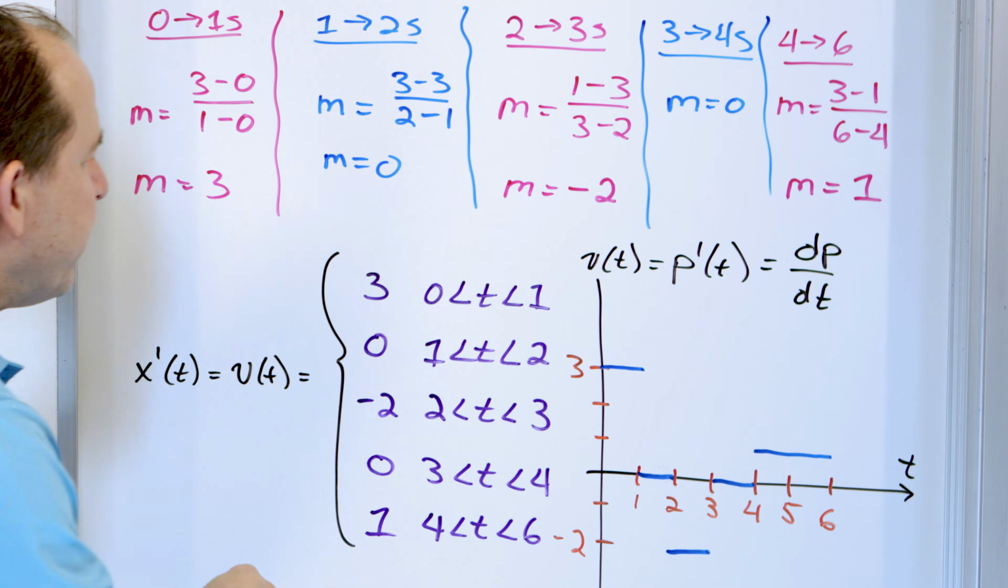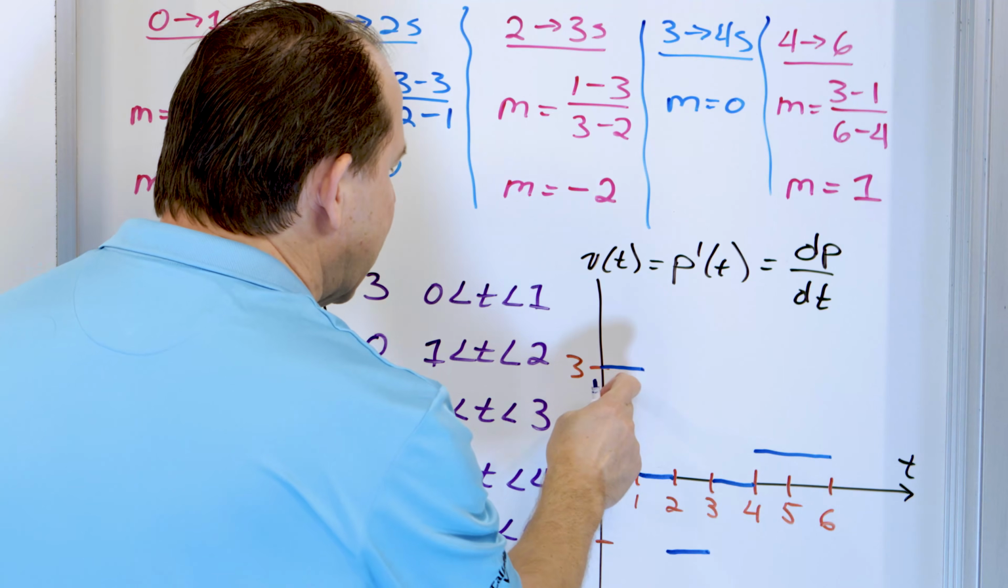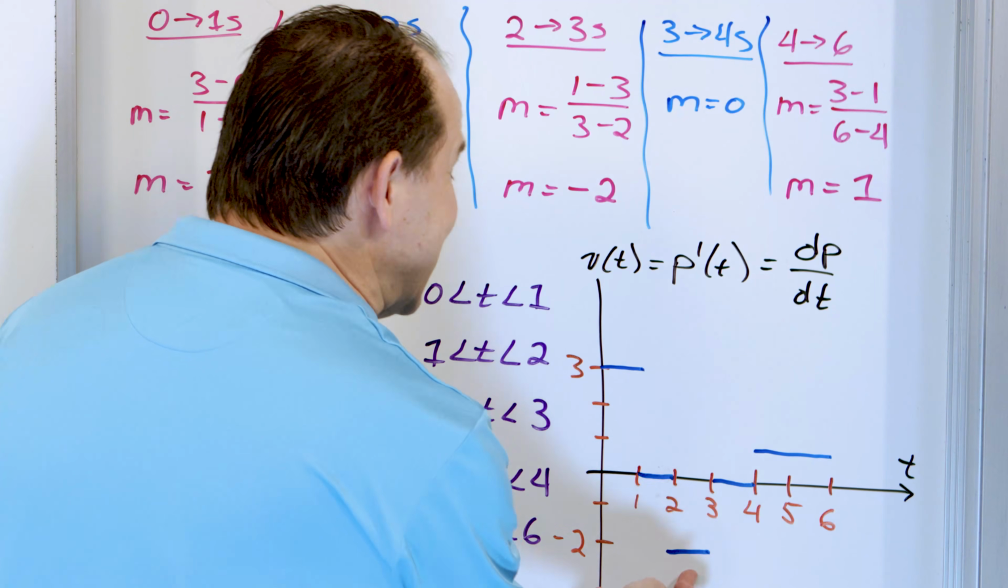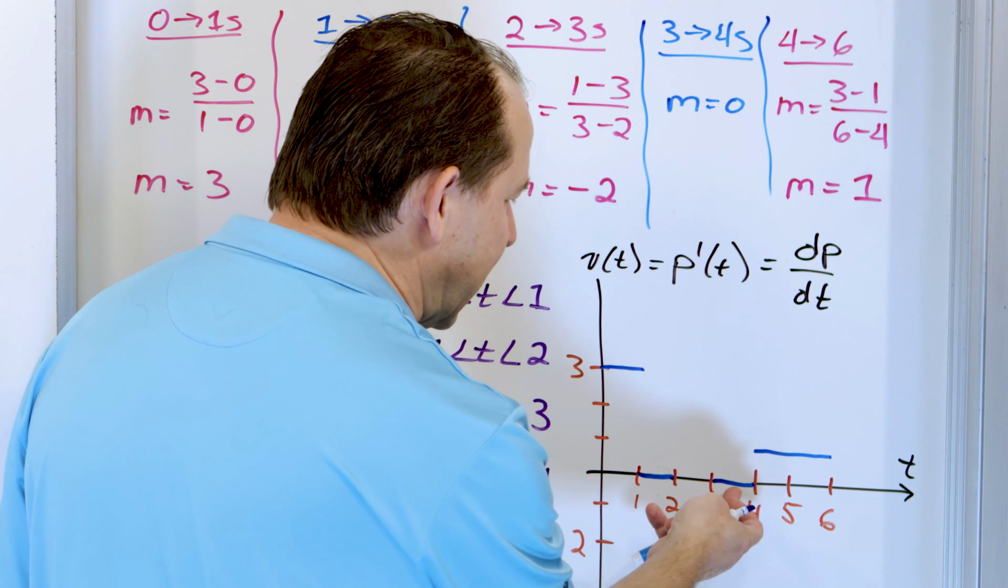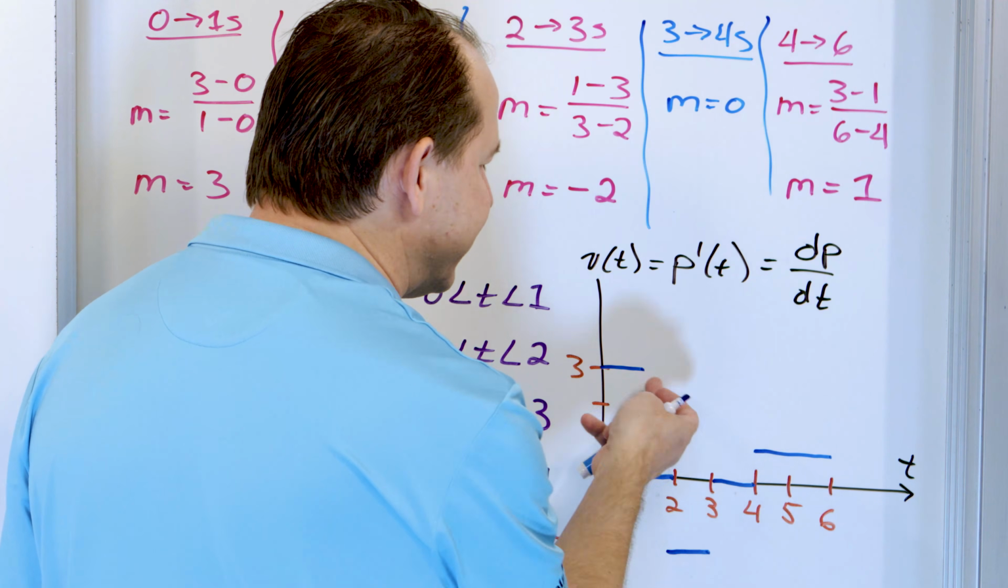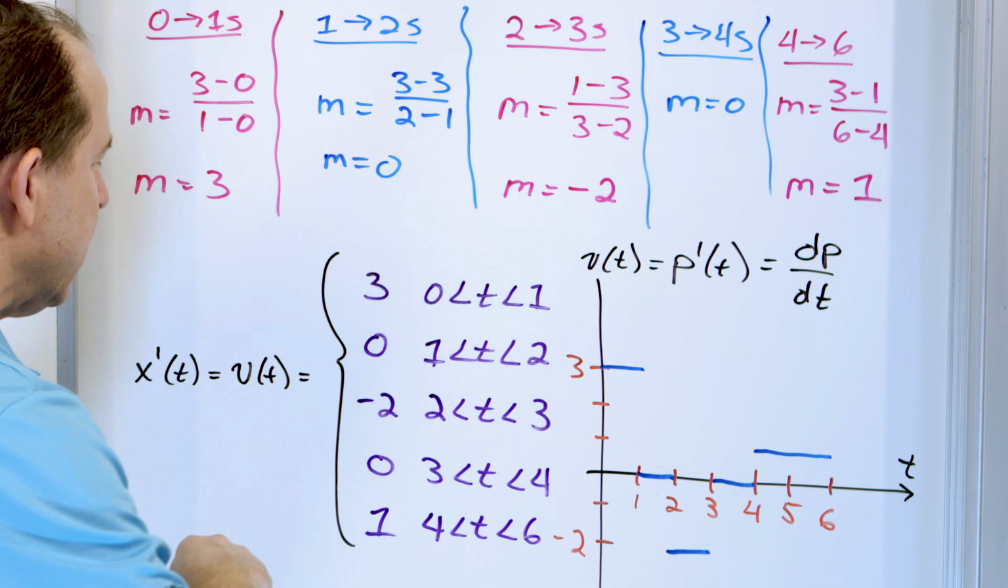Okay? So this would be the graph of the velocity. High velocity, no velocity, a negative velocity, which means moving back to the origin, motionless again, no velocity, and then moving to the right again, but not as fast as it was before.